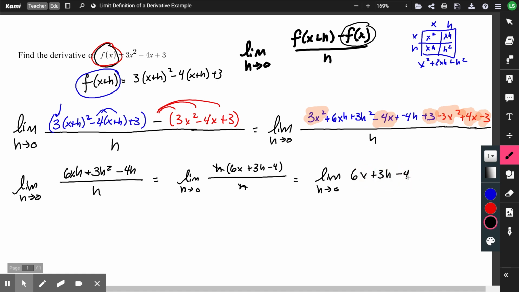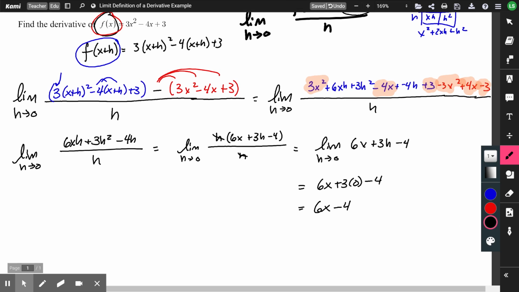And now that I've canceled out that fraction, I can now do my direct substitution and plug in h equals 0 to get 6x plus 3 times 0 minus 4. And I end up with 6x minus 4 as my simplification. The 6x minus 4 is called my derivative, and I can represent it by using f prime of x equals 6x minus 4.